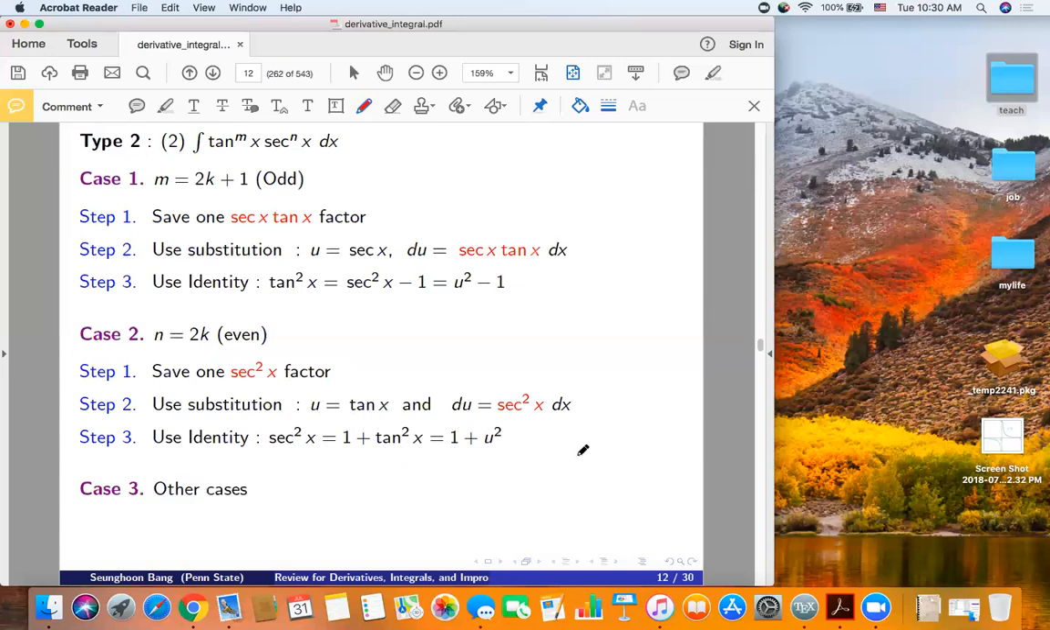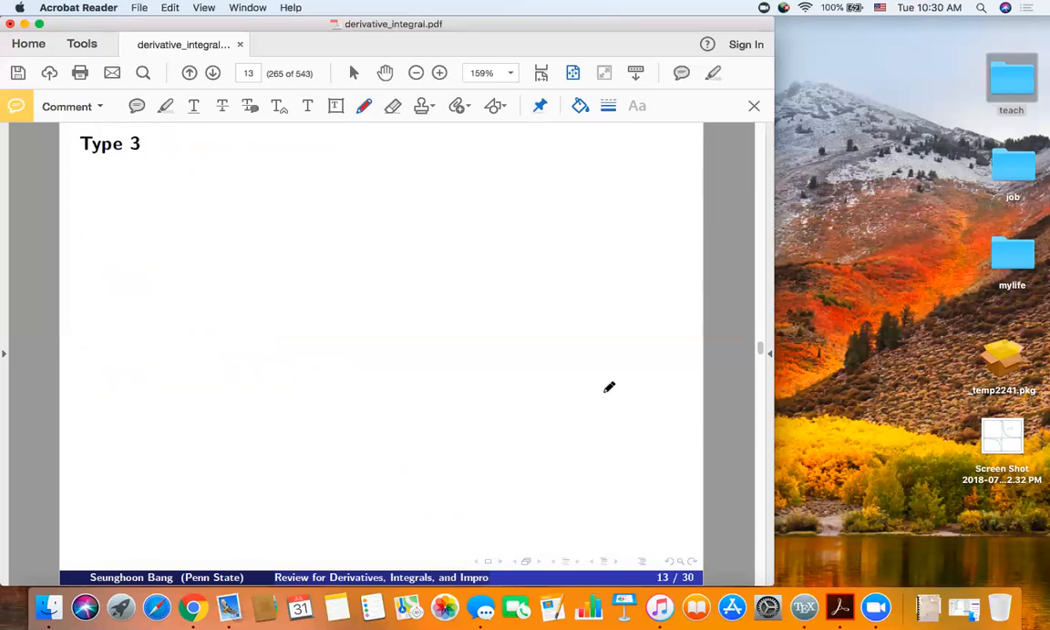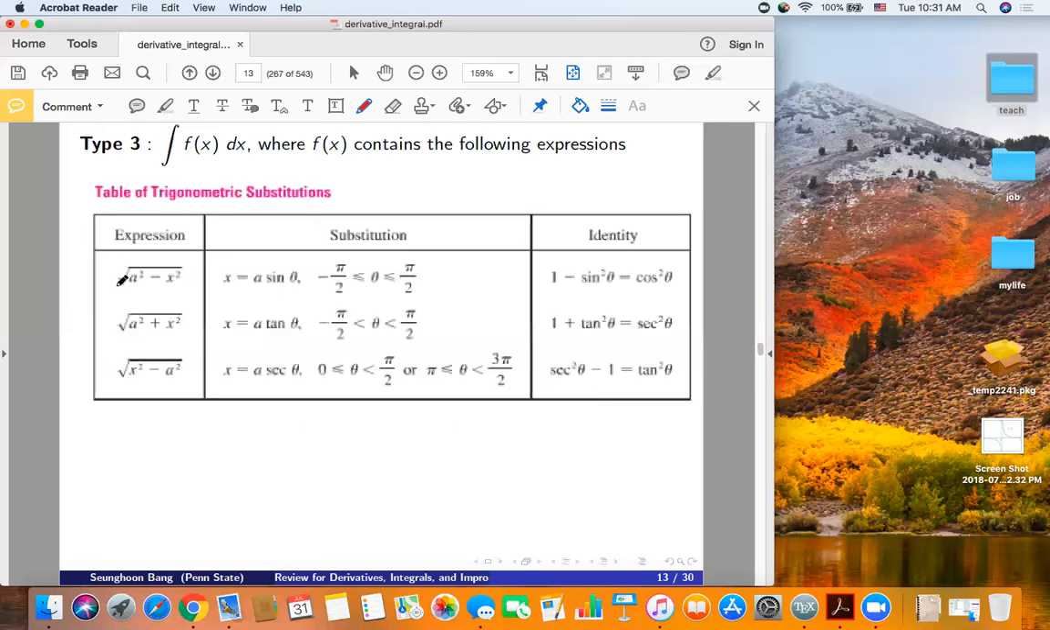Case 3. Other cases, we don't have a guideline. The guidelines are not as clear-cut, so we don't have it. So just problem by problem, case by case. So next one, type 3, integral of f of x dx, where f of x contains the following expression here: a squared minus x squared. In this case, you have to use the trigonometric substitution.